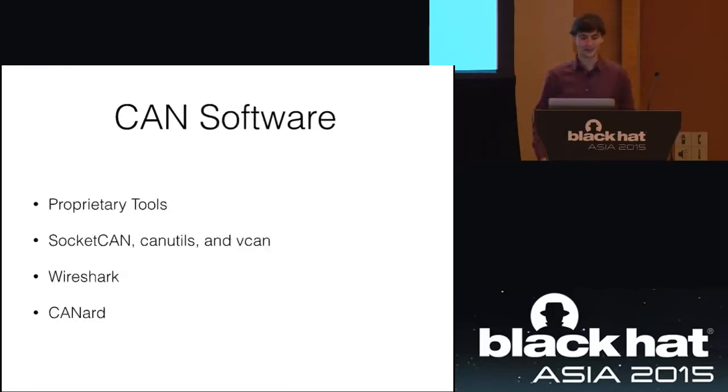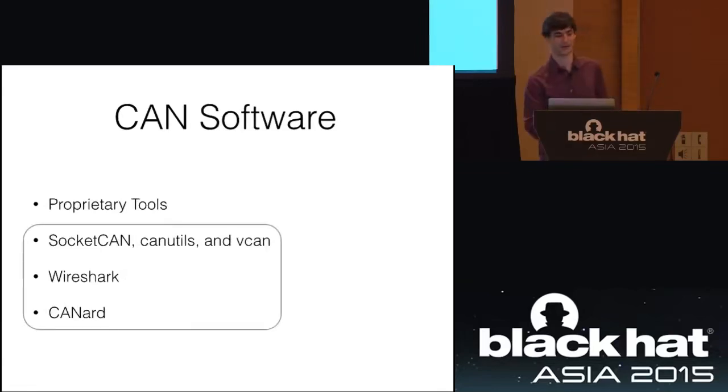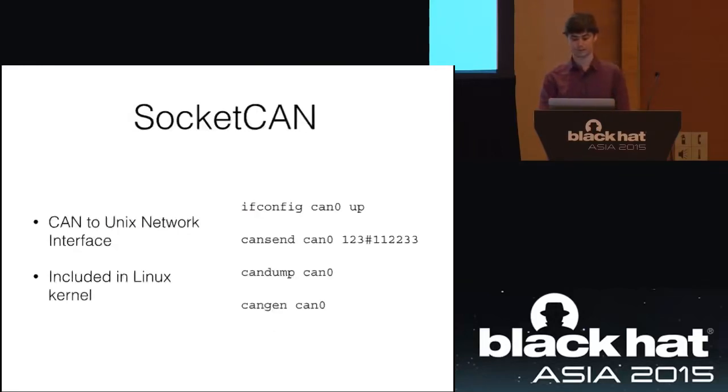On the software side, you have the proprietary tools, but really, I don't care about those. They're expensive, and we're focused on the free ones. So SocketCAN, CANutils, and vCAN. These are some things built into the Linux kernel. You got Wireshark, which is something you've probably used for looking at IP networks, but we can use it for CAN too, and it's really handy. And then this Canard tool, which is a Python toolkit that I'm working on that just makes scripting some of this easier. So let's start with SocketCAN.